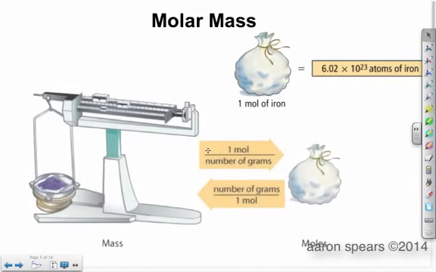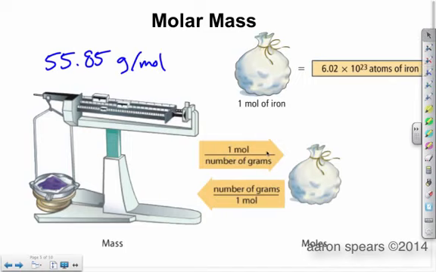Well, we would put it on a scale. Now, what would that scale read? Well, the value of the scale would be 55.85 grams. And because this is the mass of 1 mole of iron, we can say that iron has a mass of 55.85 grams per mole.